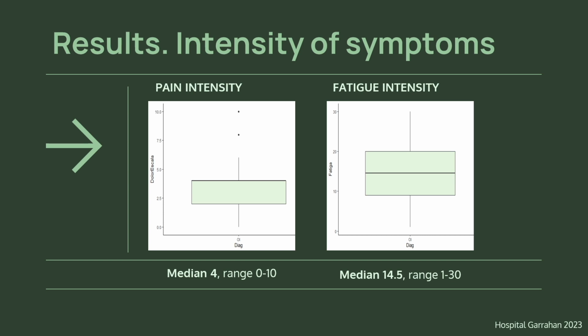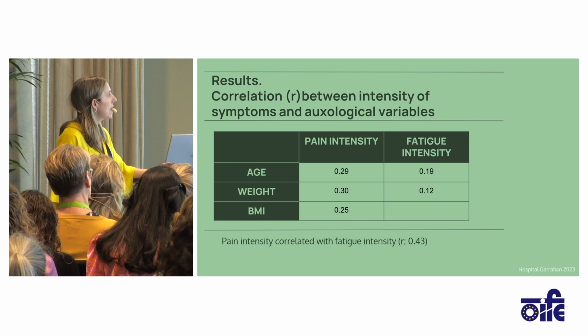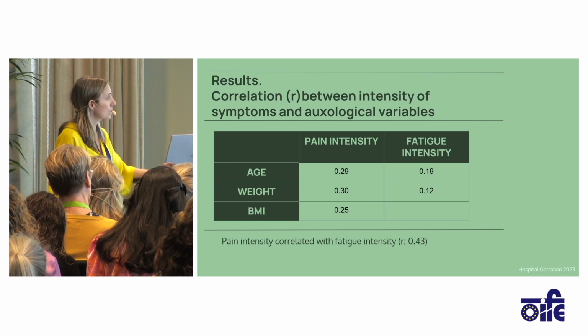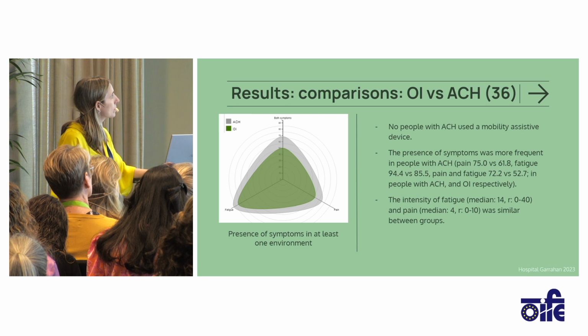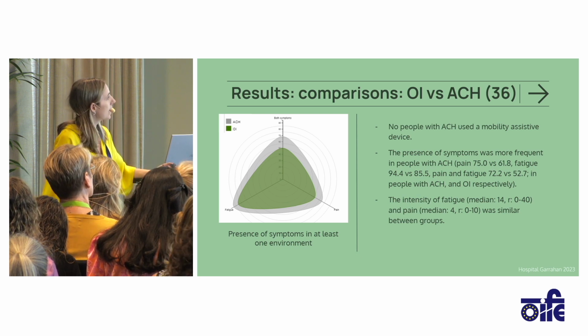Pain intensity had a median of 4, fatigue intensity a median of 14. These were our results. We found correlation between the different scales, also using the STEM, so that's good. And we were able to compare with achondroplasia, as I said.